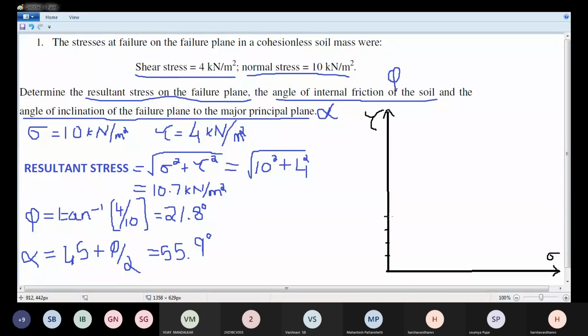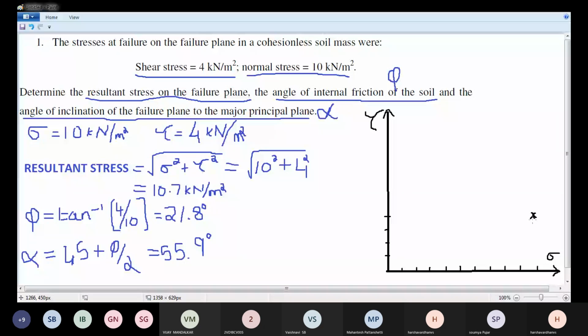You have to assume some unit and mark this point. Shear stress is equal to 4 kilonewton per meter square and normal stress is equal to 10 kilonewton per meter square. 7, 8, this is 9 and this is 10. So 4 units and 10, the point lies here. Now this is the failure point.